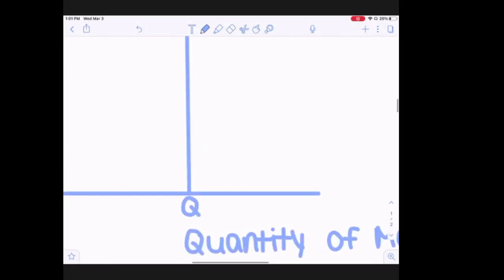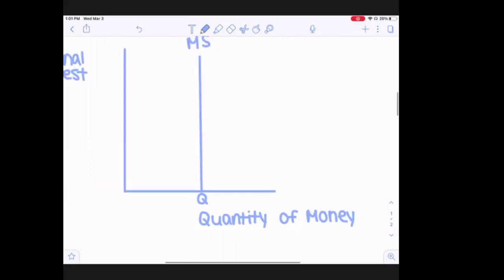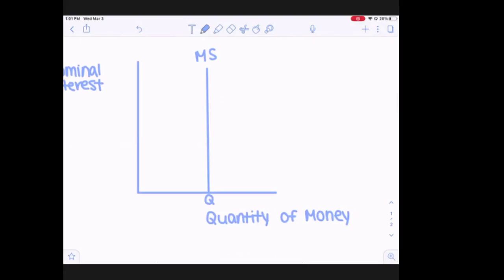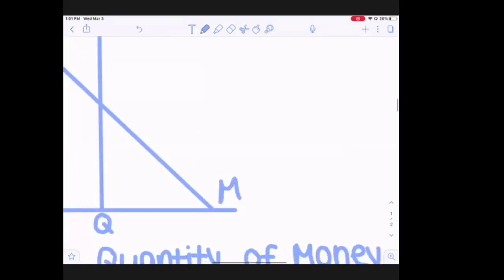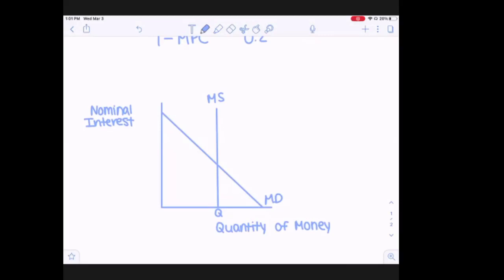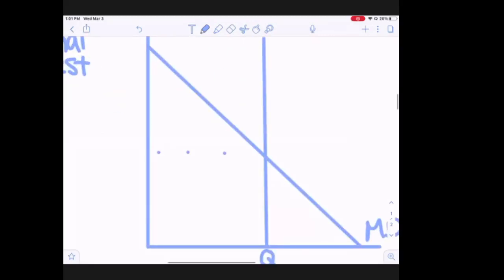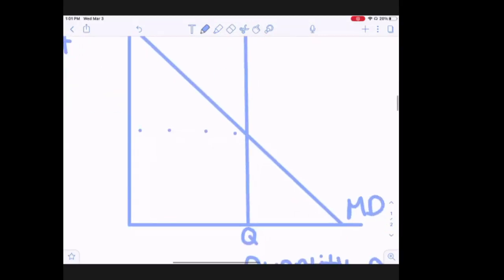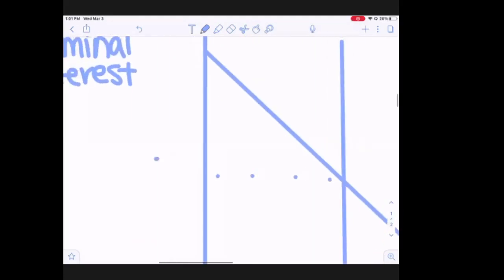All right, and we'll do a downward sloping money demand curve. We draw the demand curve downward sloping on the graph, and we label it MD. We go to where they intersect and we dot across to find the interest rate. I'm going to say 6%.